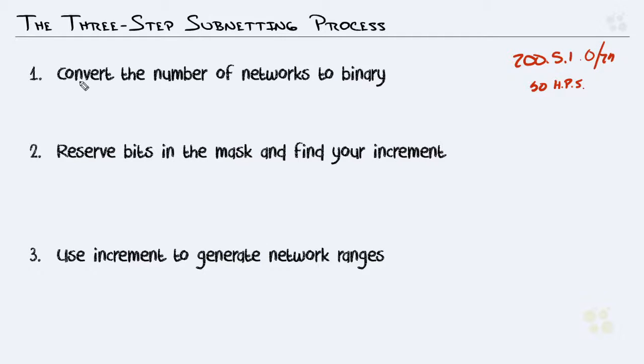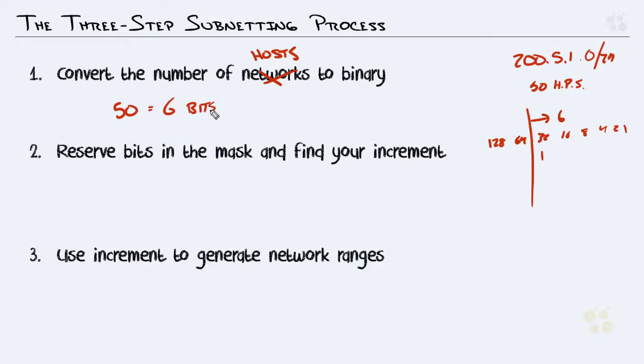Step 1, convert the number of hosts to binary. I'll use a copy and paste of my same slide. It's the same thing: 128, 64, 32, 16, 8, 4, 2, 1. And our 1 is going to go right there. We immediately know that's 6 bits, so to get the number 50 is 6 bits. Now I'll ask you the question, are we creating more networks or saving the hosts? And you would say, saving the hosts.